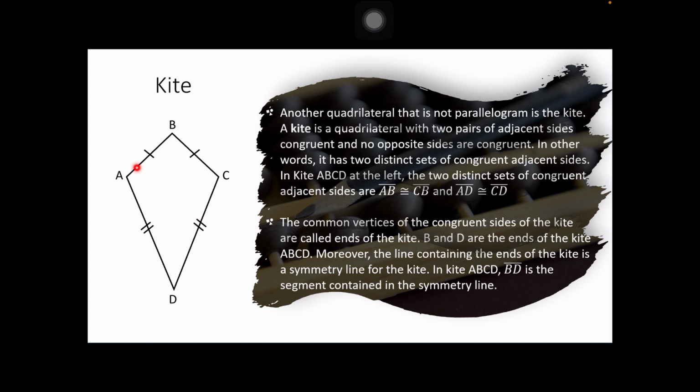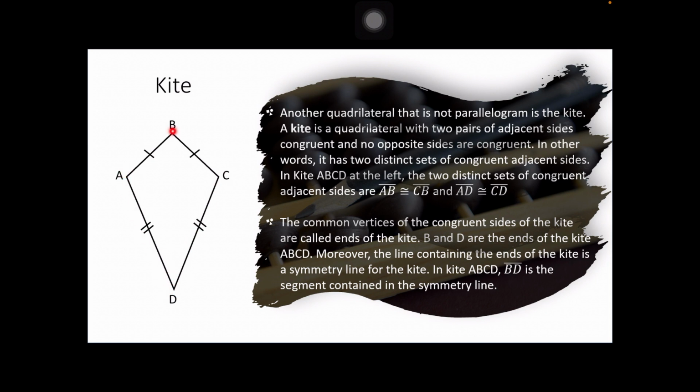In the kite ABCD at the left, the two distinct sets of congruent adjacent sides are: segment AB is congruent to segment BC, and segment AD is congruent to segment DC. And distinct lang po talaga sila, because dito po sa ating illustration sa left side, AB is congruent to BC. Two distinct sets of congruent adjacent sides. Then, CD is congruent to DA.